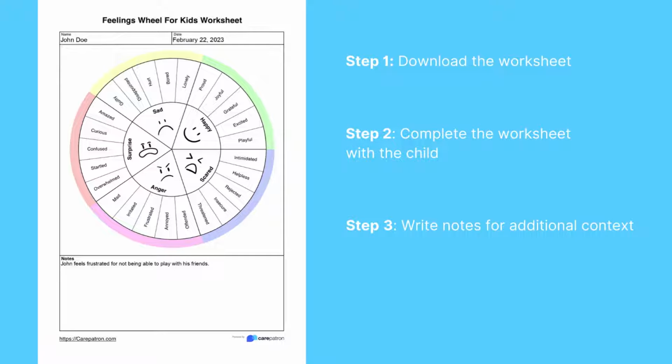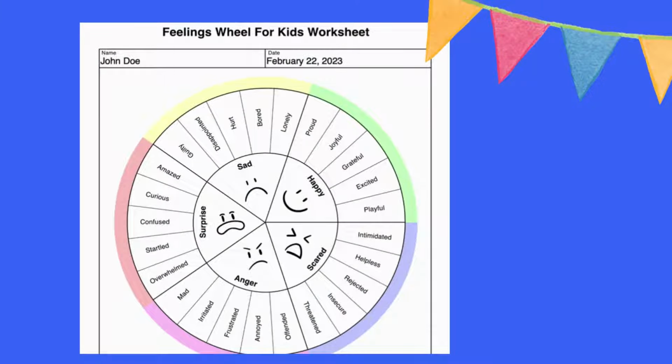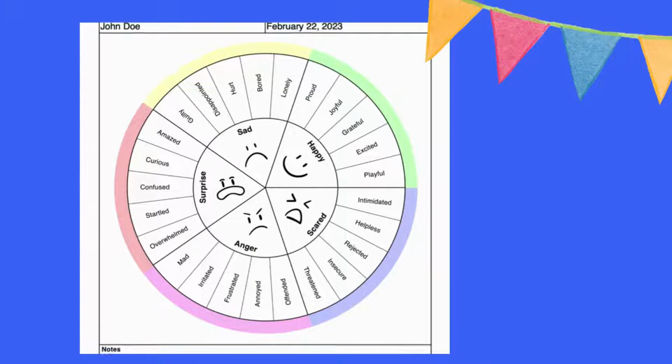The final step is to store the document securely. These worksheets contain highly sensitive information, and if the child does not wish to take the document home, then you need to store it within a HIPAA-compliant server. Here is an example of a completed Feelings Wheel for Kids worksheet.